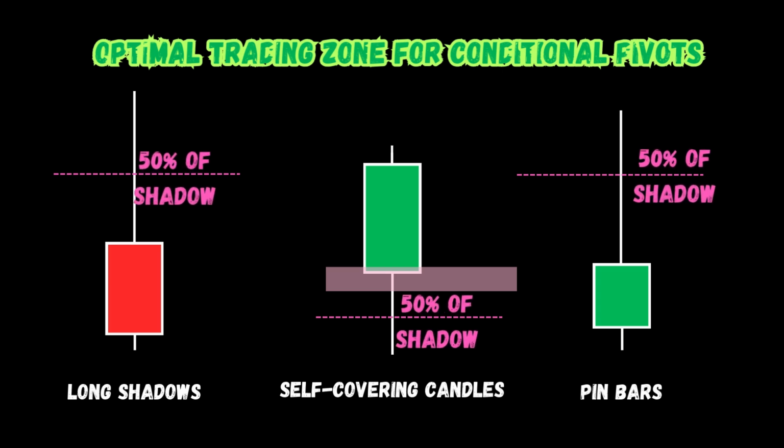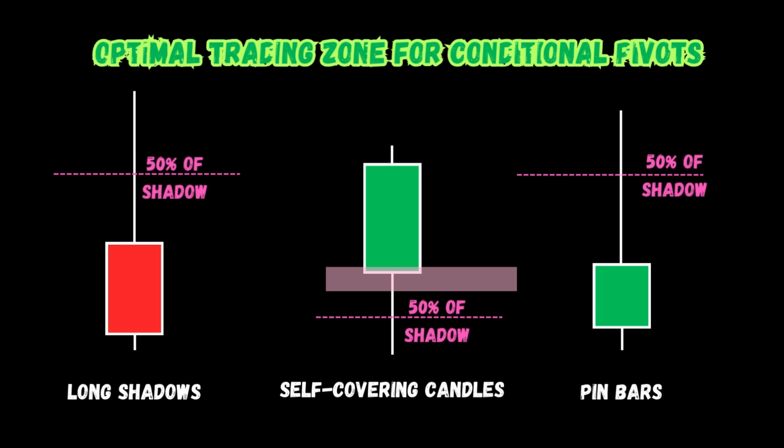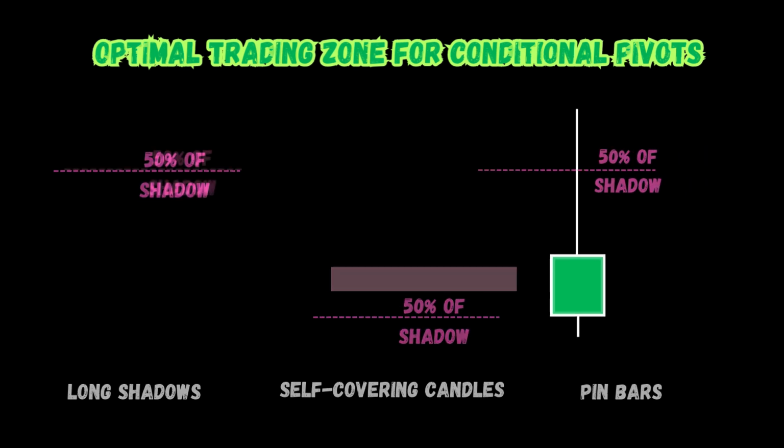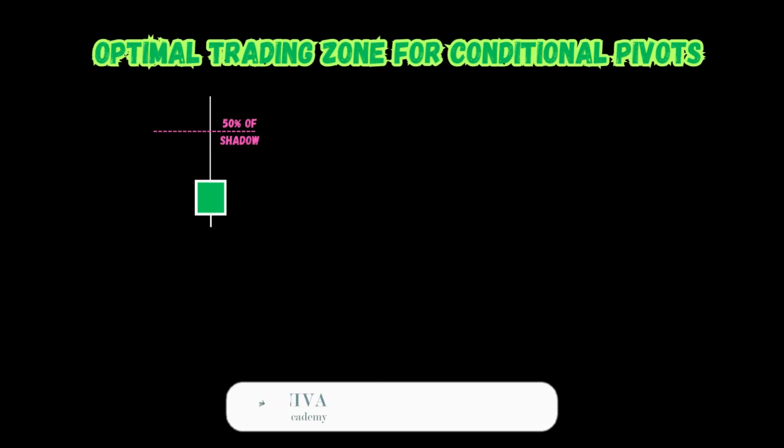For pin bars, there are 2 important trading zones, and it is possible to create multiple successful setups when trading with pin bars. 1. The first zone is the 50% shadow zone of the pin bar. 2. The second zone forms if the candle immediately following the pin bar confirms it.